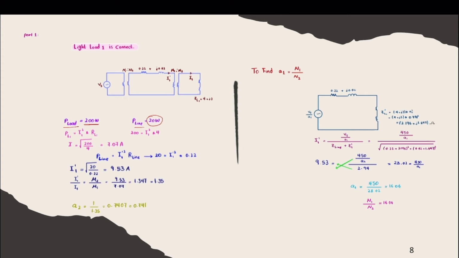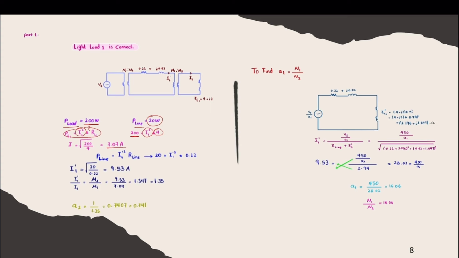Now we want to get the value of IL. How? By using this equation: PL1 is equal to IL squared multiplied by RL1. Now we're going to substitute PL equal to 200 and RL equal to 4. How can we get the value of I? By taking the square root of 200 over 4, and we get a value equal to 7.07 amperes.